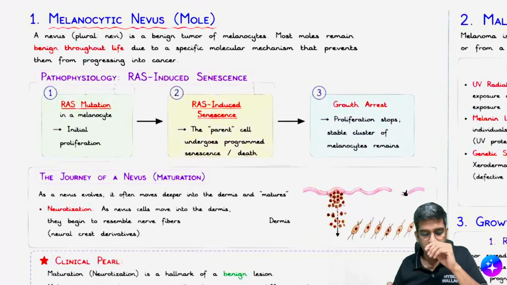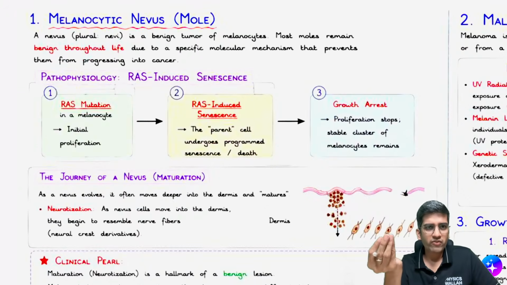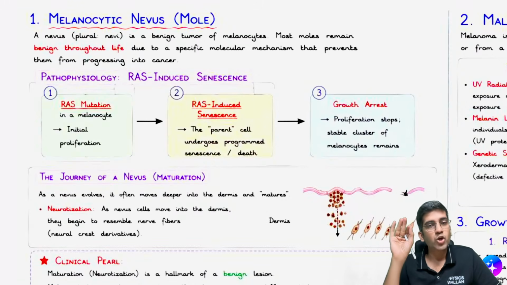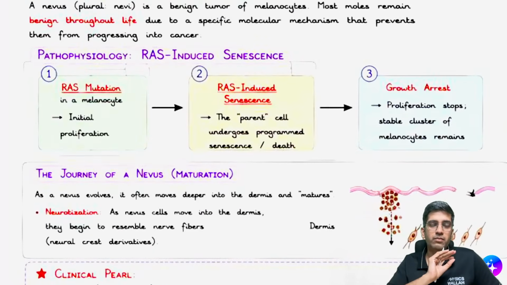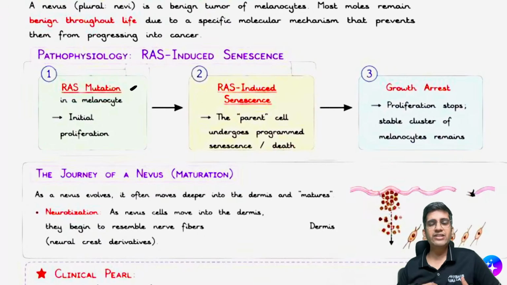Right. First, nevus or mole. Whatever you see in your body, whatever we have, is nevus. Nevus is singular, nevi is plural. They are all benign tumors of melanocytes. The mutation and the pathogenesis are very unique here. Mole has a mutation called RAS mutation, which you all know. Generally, we think that the moment I have a RAS mutation, it will end up as a cancer. That's what is different here.